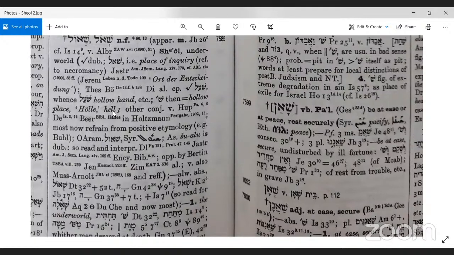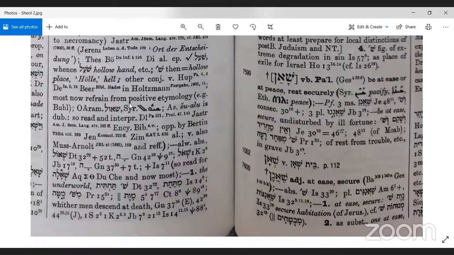Notice what it says here, and I'm trying to figure out what they mean by this. Most now refrain from positive etymology. You know what I think this is, but I haven't been able to confirm it. What's that? We just looked at the positive etymology. That first paragraph, remember? Most refrain from positive etymology.